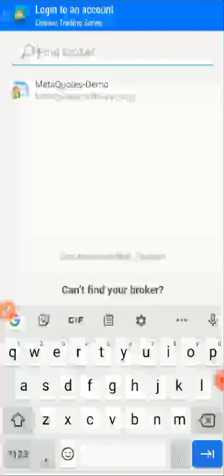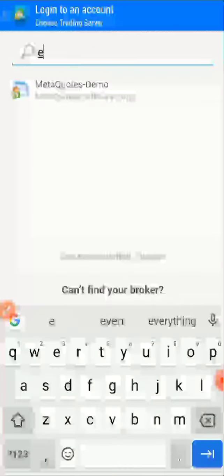So now, log into an existing account. You click on login to an existing account. You can see find broker. So you must have created your live account with a broker. And then when you create your live account with the broker, they're going to give you your login details. They're going to give you a number called login, and then your password. And also they're going to give you the name of the server. The name of the server, as you can see here, choose trading server. For example, I use Exness.